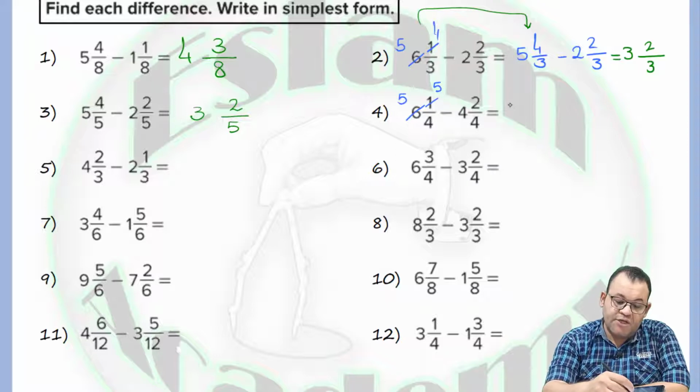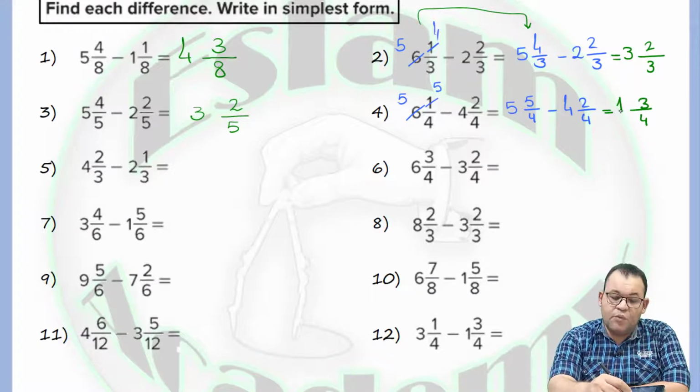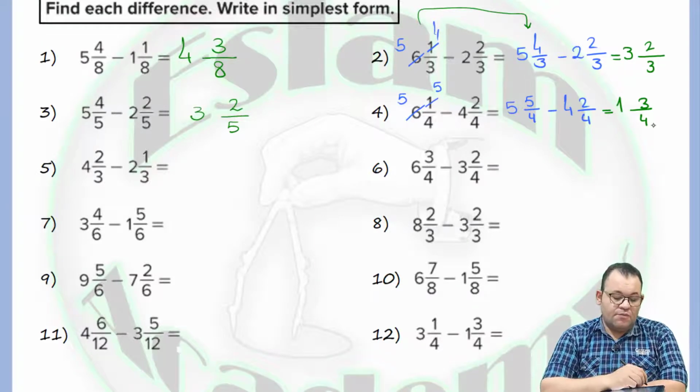So the new fraction that we have now is 5 and 5 over 4, minus, write the second fraction without any change, 4 and 2 over 4. Now you can subtract. 5 minus 4 equals 1. Write the denominator. 5 minus 2 equals 3. Then the answer will be 1 and 3 over 4. After subtracting, check that we have 3 over 4 in the simplest form. There is no common factor between 3 and 4 except 1. It means that will be the simplest form.